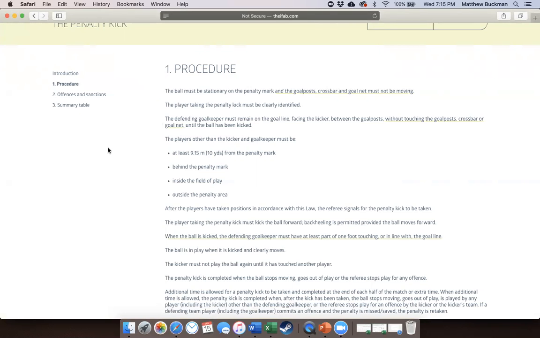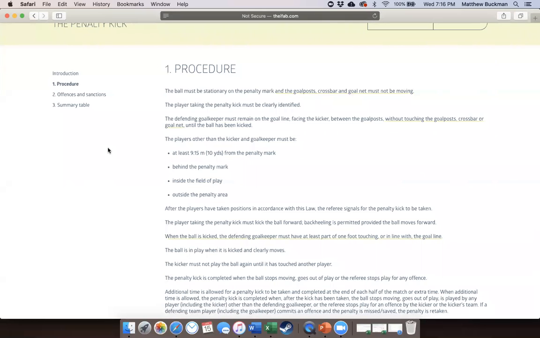The other players, besides the kicker and the goalkeeper, must be at least 10 yards from the penalty mark. So that's going to be anywhere outside the penalty area or outside that D at the top, the little half arc at the top of the penalty area. That's actually why that little half circle is there. That is the 10-yard mark from the penalty mark. So all players, other than the kicker and the goalkeeper, must be either outside the penalty area or outside that arc near the top of the penalty area.